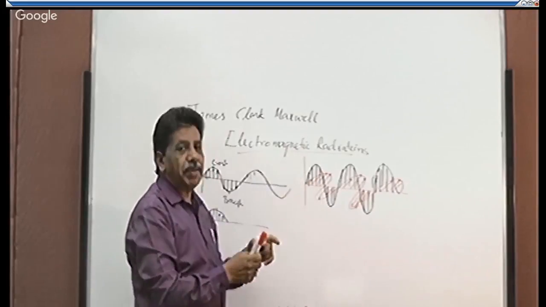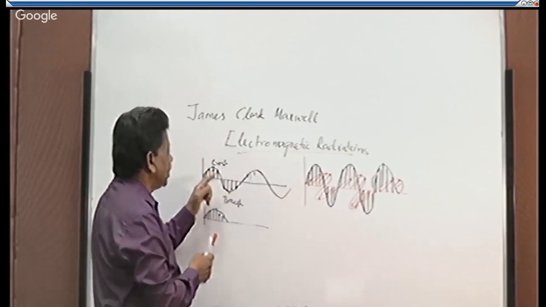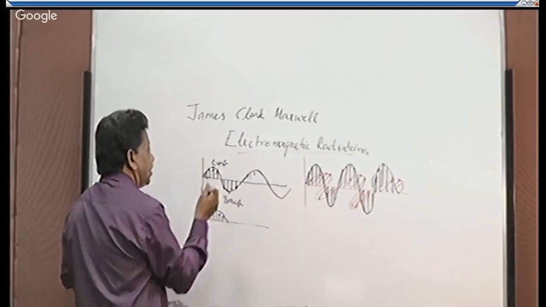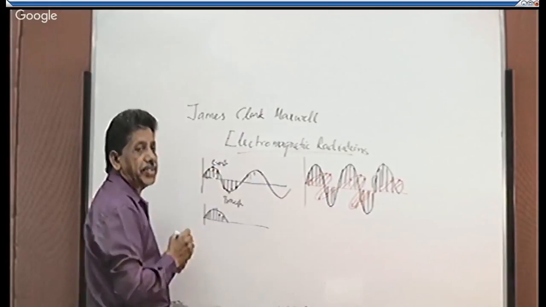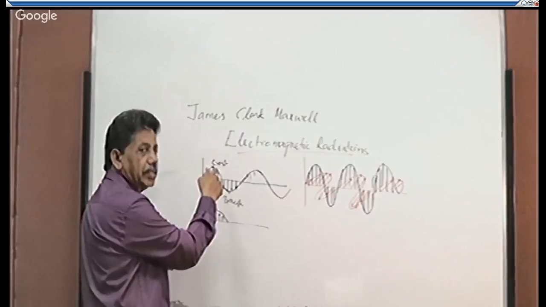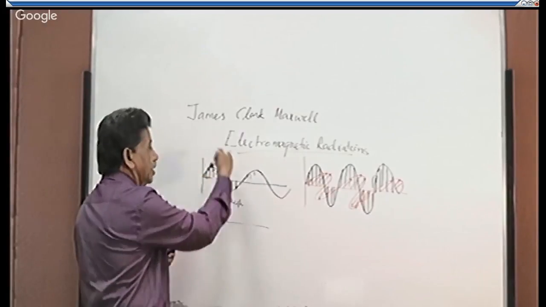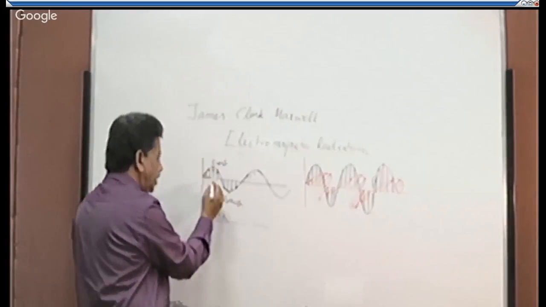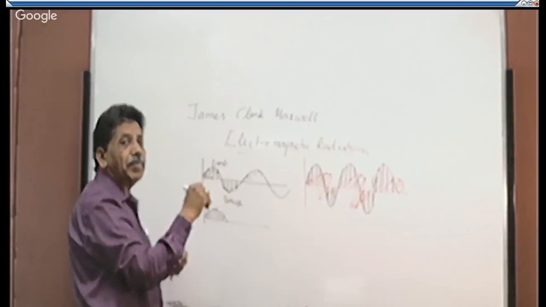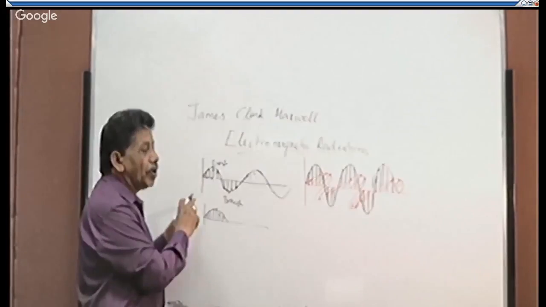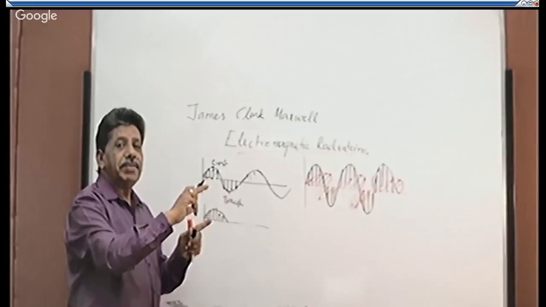At the same time, here we say the amplitude, or we can say the formation of crest of one wave and the formation of crest of the other wave take place at the same instant. In other words, both the waves travel in phase.